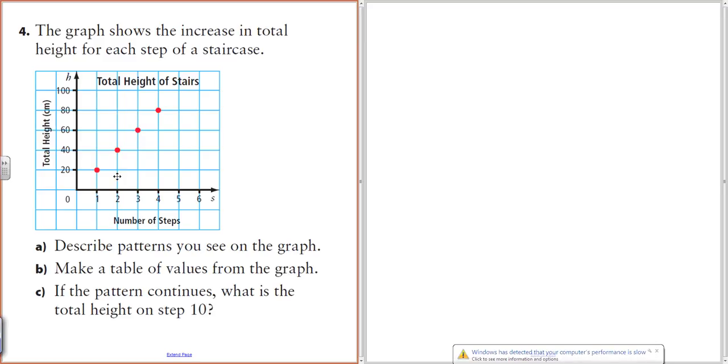Another way to describe the pattern would be if I was to connect the dots, it would form a straight line. There's a whole bunch of different ways we could word that, but those are the two that probably are the most common ways to describe that pattern.